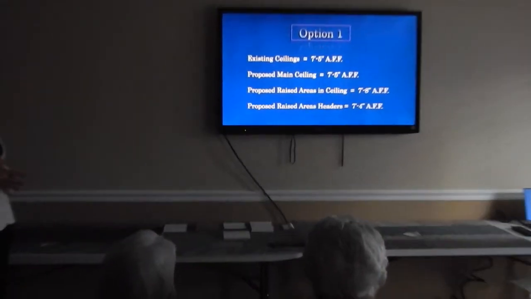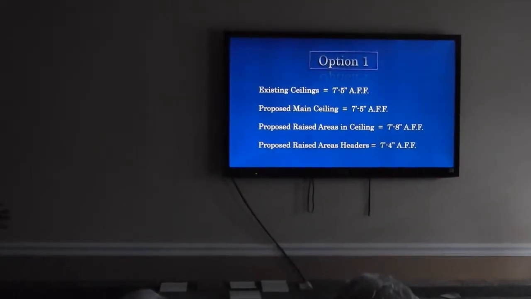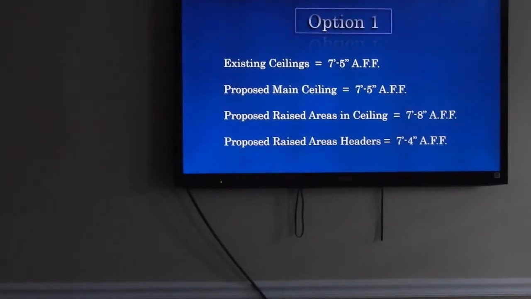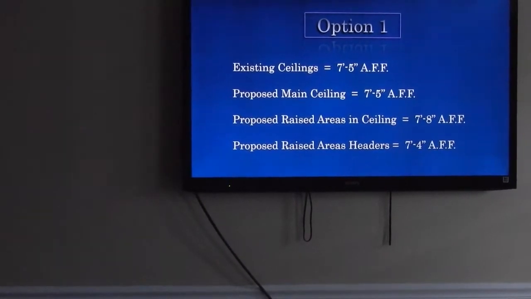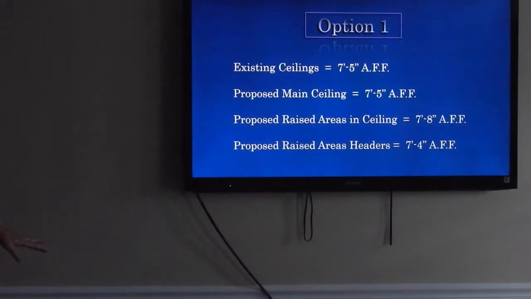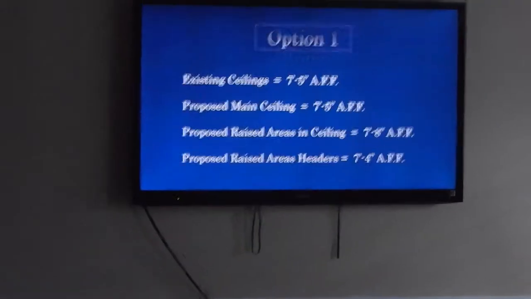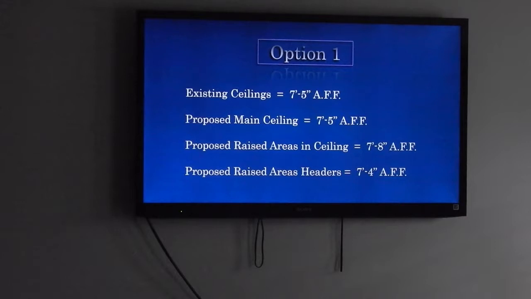Okay, so option 1. Now our existing ceilings are 7 feet 5 inches high today. In this option, we're going to keep the main ceiling the same height, change out the ceiling tile. I have a piece of the tile here. It looks like drywall with a really, really narrow grid. So it'll look a lot different than what you have, but we can't put drywall on the entire ceiling. So we're going to use a combination of things to give us some more feeling of height.